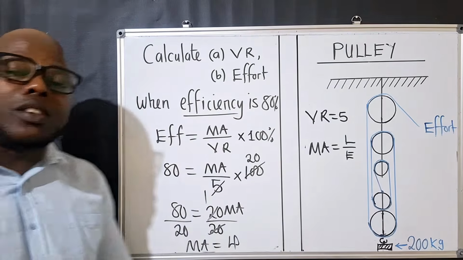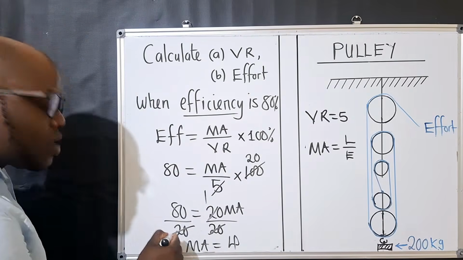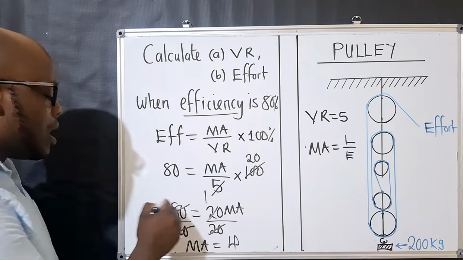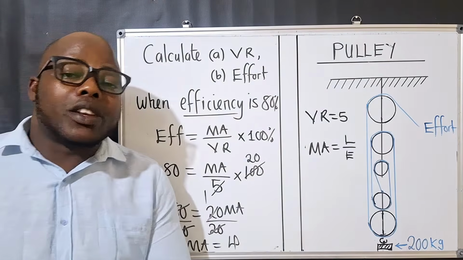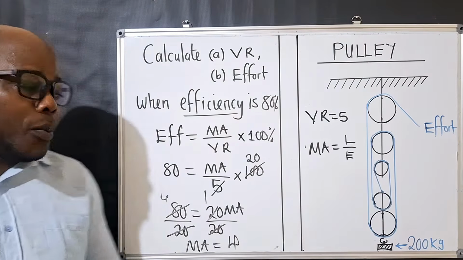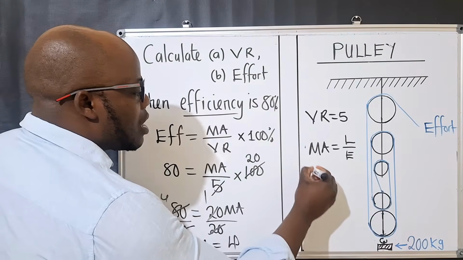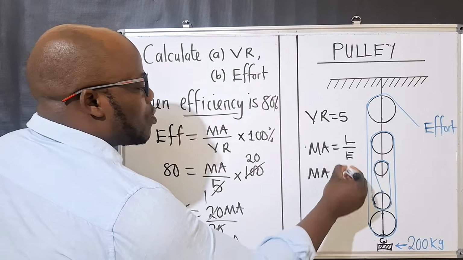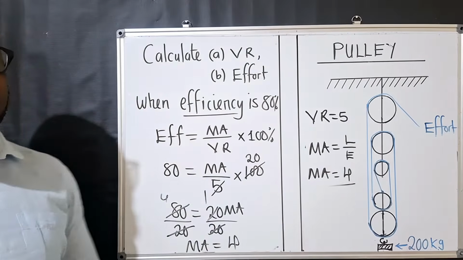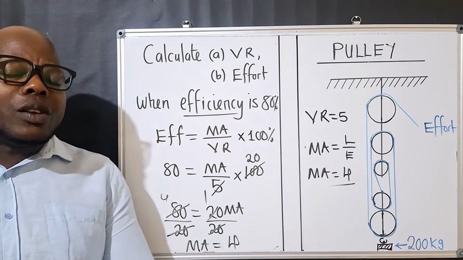So don't put the units. It will just be equal to 4, because 20 into 20 is 1, into 80 will give me 4. So mechanical advantage is equal to what? To 4. I've calculated and found the mechanical advantage. I can write it here: MA is equal to 4. That's my mechanical advantage. But let's be very careful.